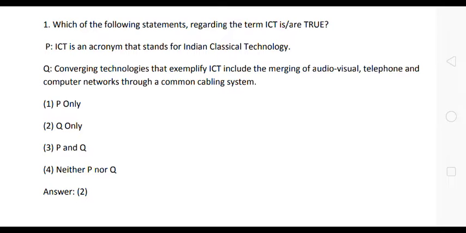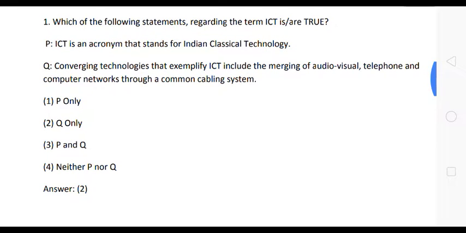Converging technologies that exemplify ICT include the merging of audio-visual, telephone and computer networks through a common cabling system is a true statement regarding the term ICT. Option 2 is the correct answer. Now let us see the next question.